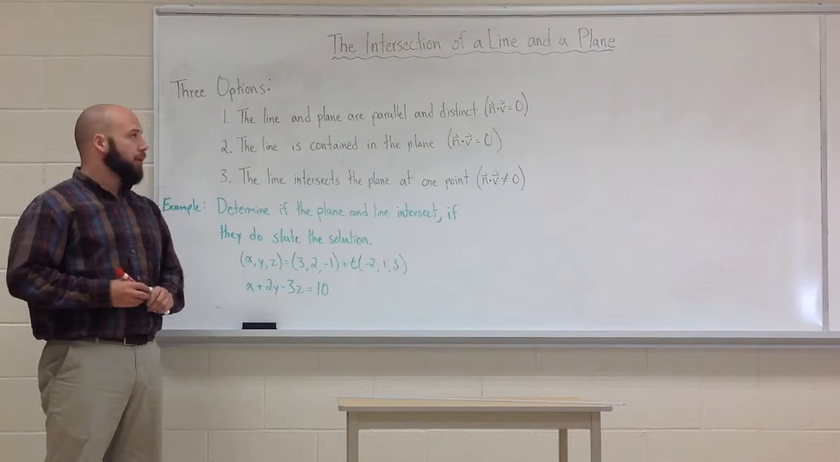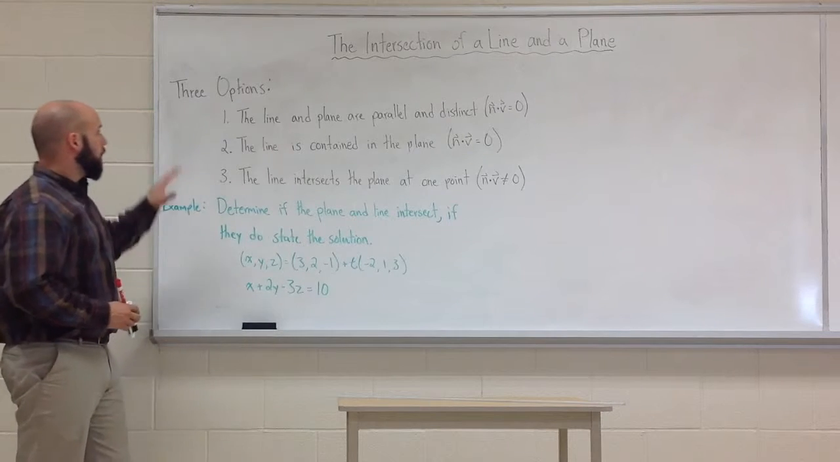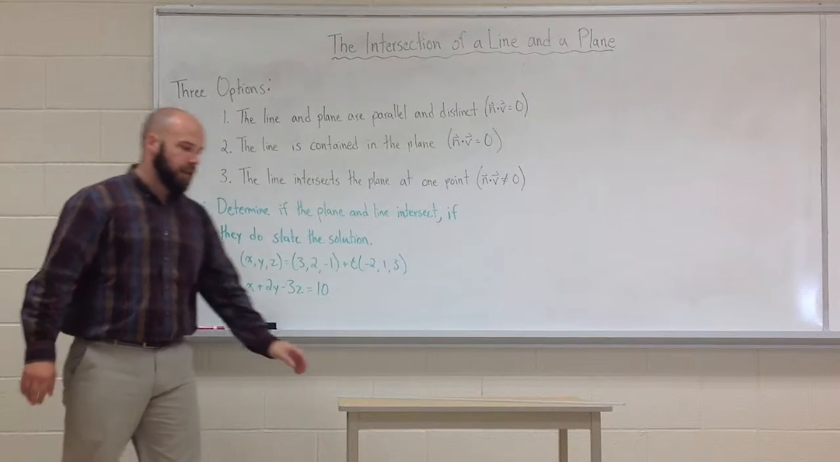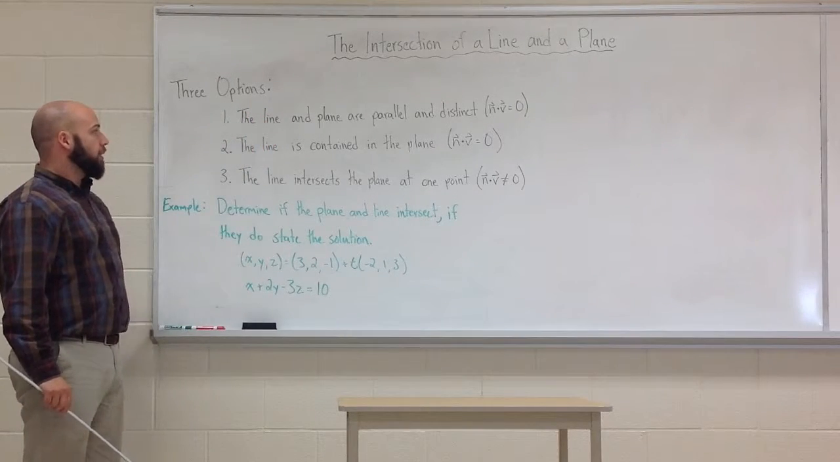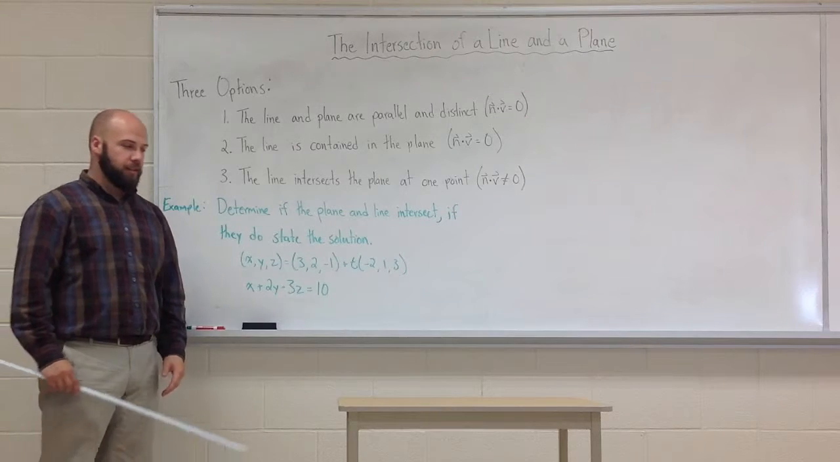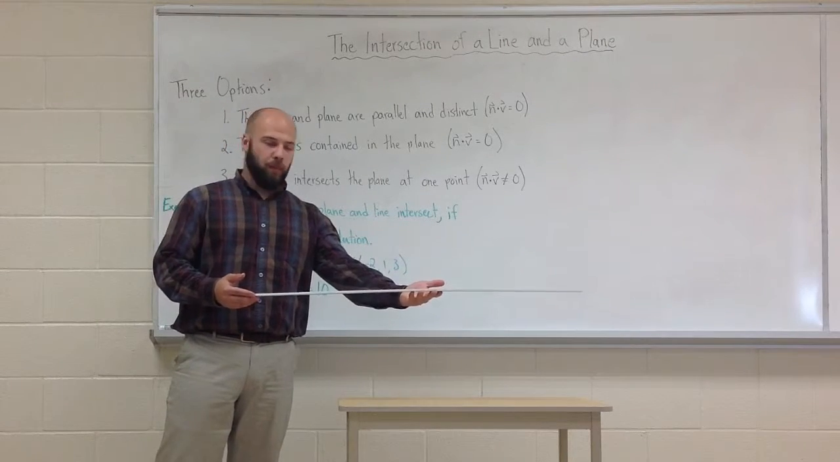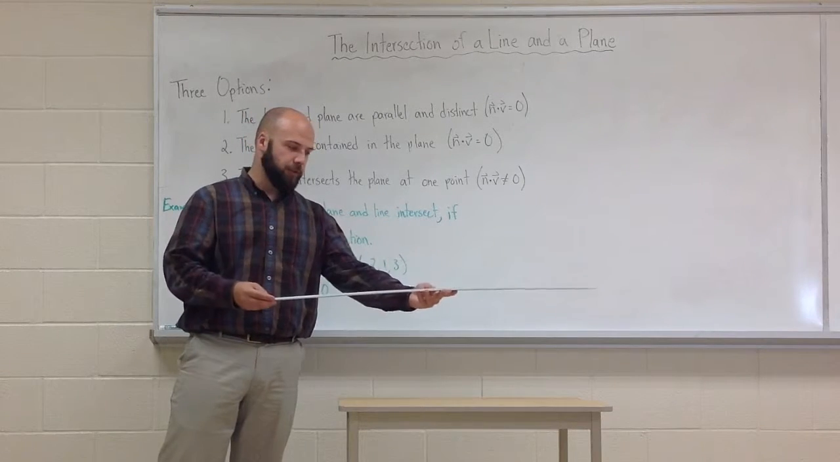Okay, I'm going to talk about the intersection of a line and a plane. There are three different options, and I'm going to let the desk represent a plane and this meter stick represent a line. A line and a plane can be parallel and distinct, meaning that the line could hover over top or below the plane, but still be parallel, so it'll never pass through.